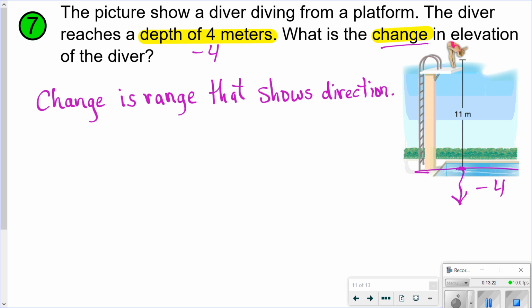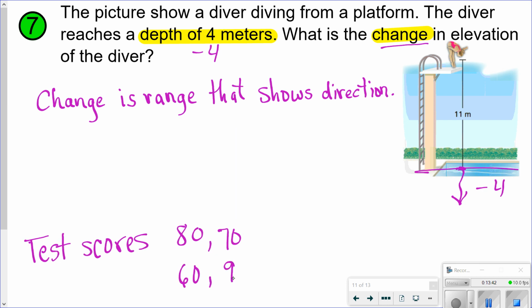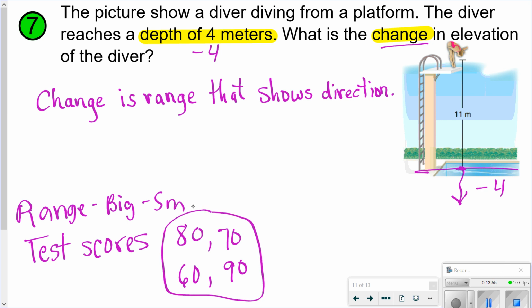So let's kind of review what range is. I'll give you a quick example. If you have test scores and your test scores are 80%, 70%, 60%, and 90%. So range, to find the range, you take the biggest number and you subtract the smallest number. So the range of your test scores of this data set would be 90 minus 60. So the range of your data is 30.